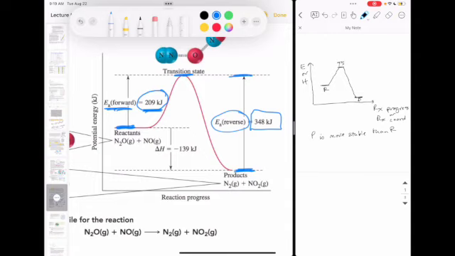And then the last component of the energy diagram that we need to highlight is the difference between the energy of the product and the energy of the reactant. So this level with that level right there. And that actually is your change in enthalpy.